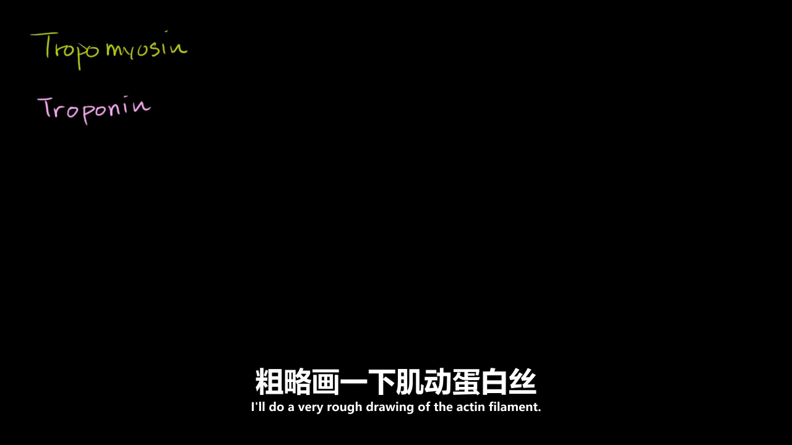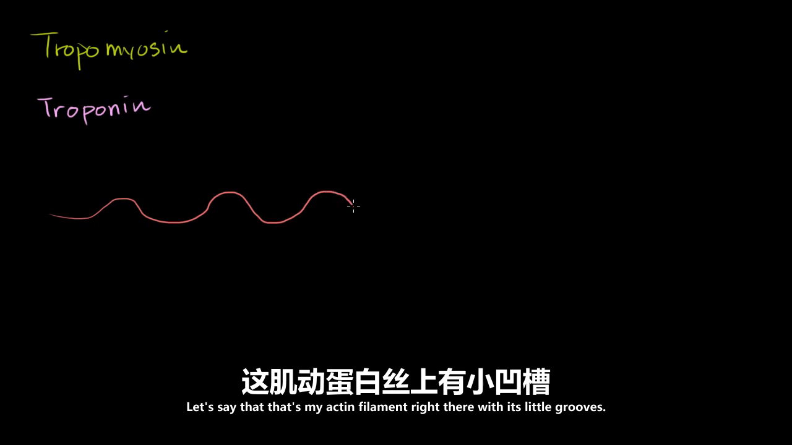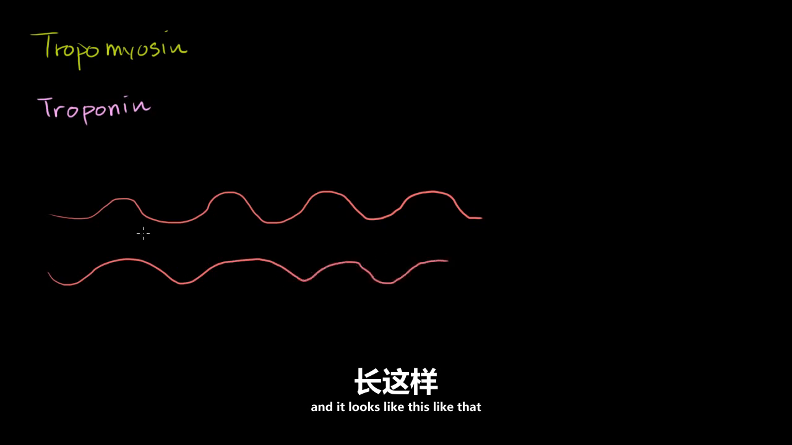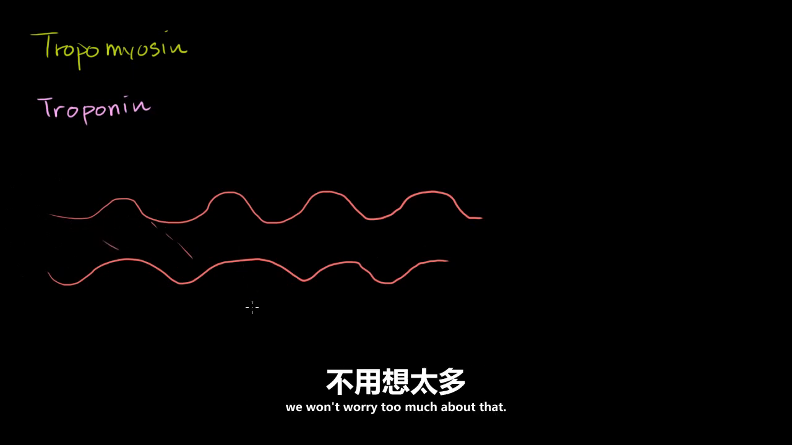Let me write this down. Tropomyosin, and I'll write troponin in a different color. And so I'm going to redraw the actin. I'll do a very rough drawing of the actin filament. Let's say that that's my actin filament right there with its little grooves. It's actually a helical structure. Let's say it looks like this. Well, that's close enough. But we won't worry too much about the helical structure.